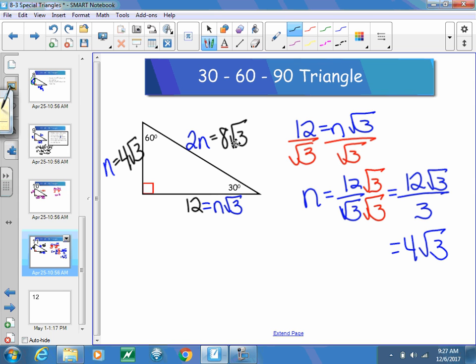All right, so there we are. You've got your examples of 30, 60, 90 triangles, and we'll see how we can apply this to some other stuff when you come to class.